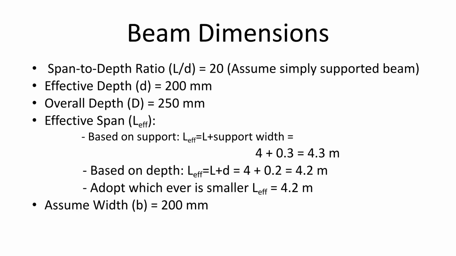The effective span is calculated as per IS 456. First condition is span plus effective depth. Second condition is center-to-center distance of beam, including support. Least of the two is taken as effective span. So here, the effective span is 4.2 meters, and we assume a beam width of 200 millimeters.